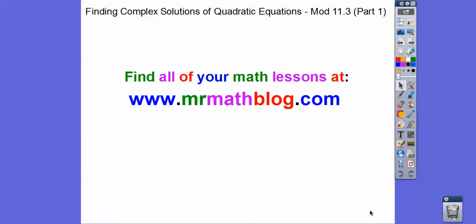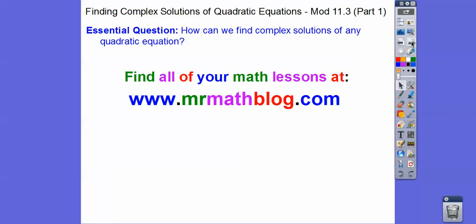Hey folks, this lesson is finding complex solutions of quadratic equations. This lesson emphasizes completing the square. All right, so our question here is how can we find complex solutions of any quadratic equation?